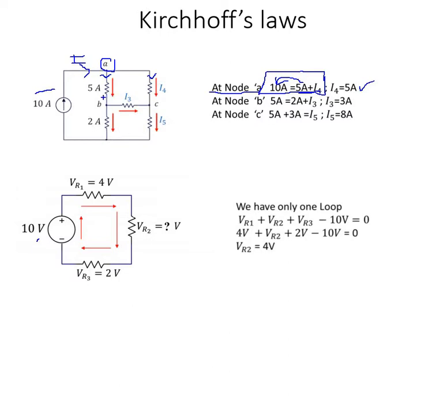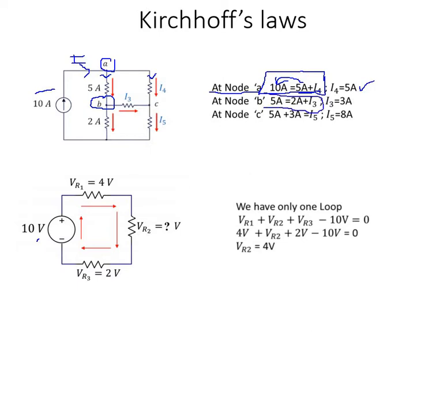Similarly, at node B, what is the current? So at node B, what do you have? See that one. The arrow marks, everything is given. So consider the incoming current and the outgoing current. How many incoming currents? Only one incoming current. What is that incoming current? 5 amps. So 5 amps is equal to the outgoing current 2 amps plus I3.